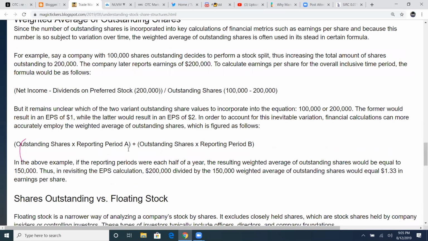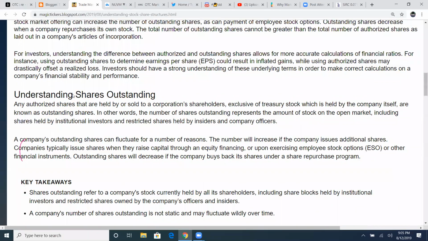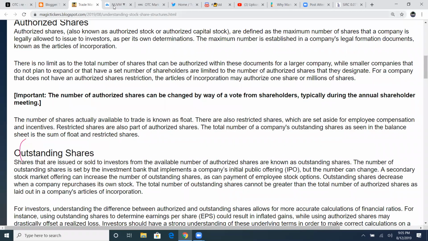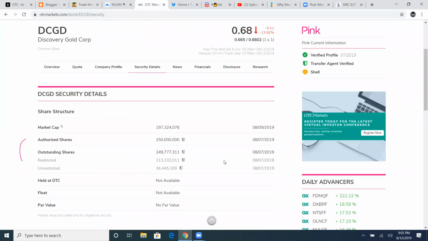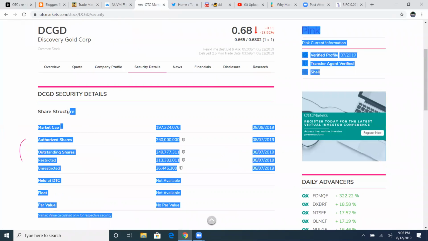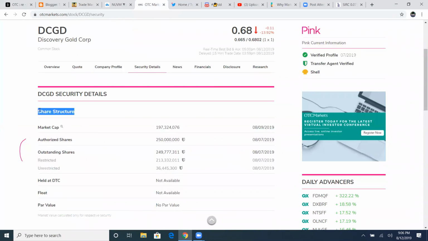Okay, so that gives you guys an overview about the AS, the OS, and the float. A lot of you new guys coming into a chat room or into the trading world don't understand what the SS is. The SS stands for the share structure. Within that share structure, we start talking about the AS, which is the authorized shares, knowing that is the maximum amount of shares this company can distribute to its traders.